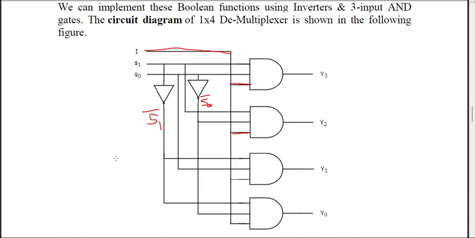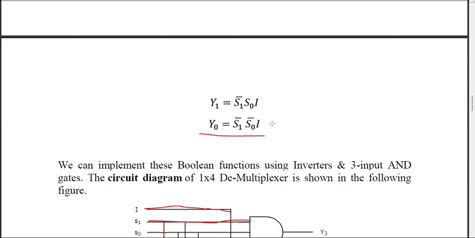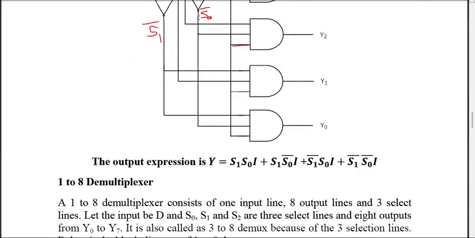Now you have to choose between S1 and S0. Here you have the S1 line, and this S1 is connected here and inverted using a NOT gate. This becomes S1 bar. Similarly, you have the S0 line and this S0 bar line. Depending upon the expression, for y0 you have to connect both S0 bar and S1 bar. So this is the S0 bar line, connected here to y0, and similarly the S1 bar line is connected here, and I is already connected here.